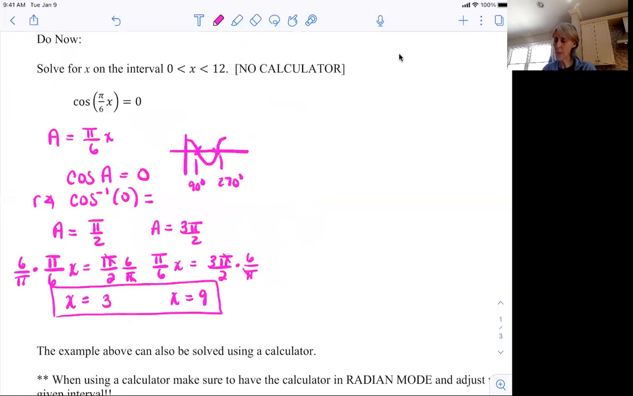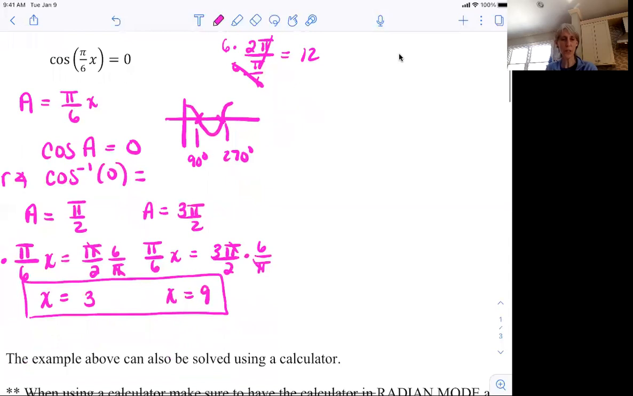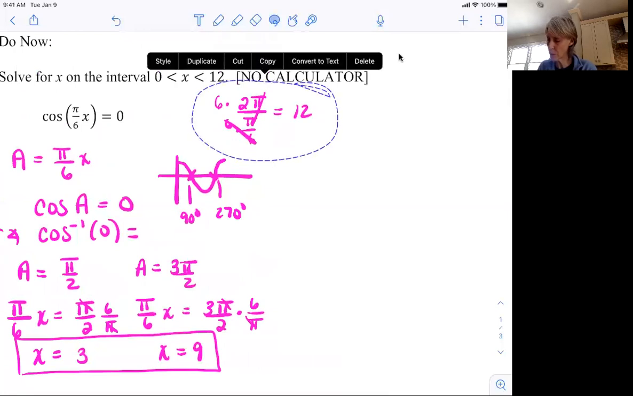And with this type of problem, I'm not going to worry about the repeated solutions. I mean, I could. Let me just think about this for a second. So 2 pi divided by pi over 6, my solutions are going to repeat every 12 units. So if I add 12 to 3, I'm already going to be outside of my interval. So we really don't have to worry about these repeated solutions, so to speak.